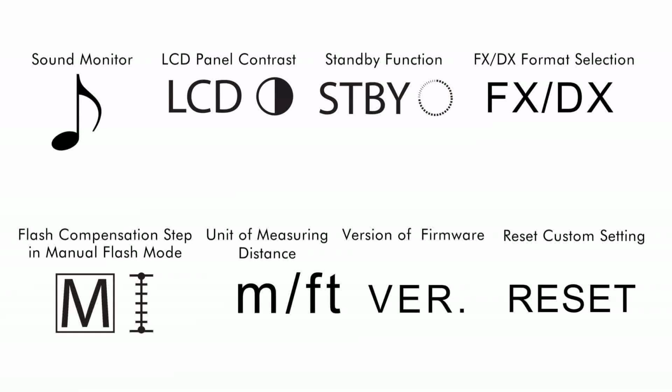These are the remaining custom functions on the SB700. They work the same way as on the SB900 and SB910.